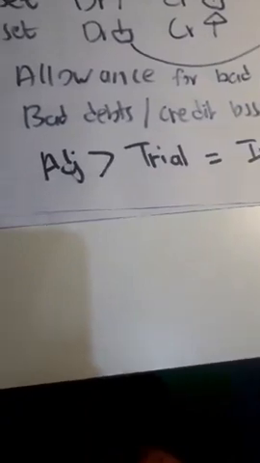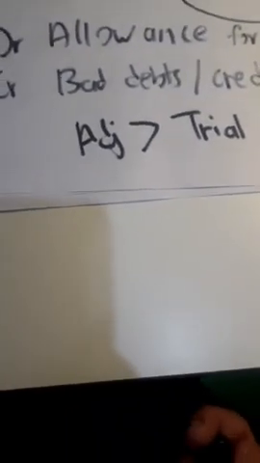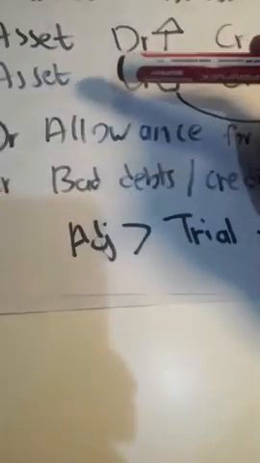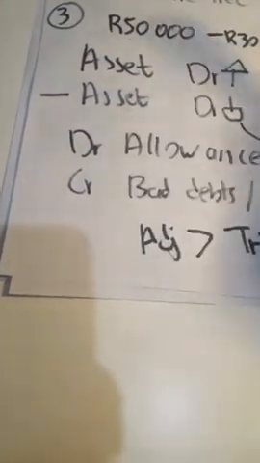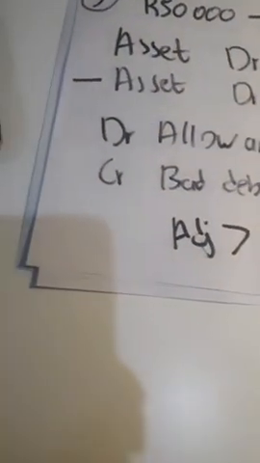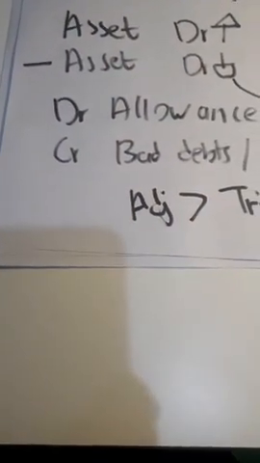And then vice versa. If the one on the adjustment is less than the one on the trial balance, it means you need to decrease with the difference. And then now you're going to do what? You're going to debit your asset, your allowances, and then you're going to credit bad debts. Are we fine?